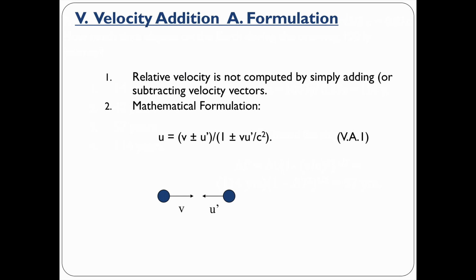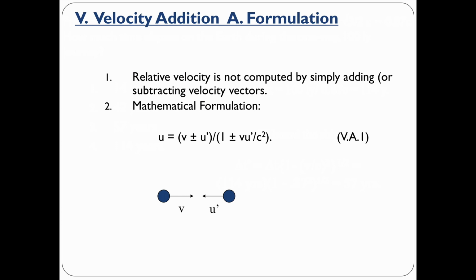But you can't just simply add the speeds, right? If Galileo was in charge and you were ramming two things right next to each other, the closing speed would be the addition of speeds. It would just be v plus u prime. But you see that it's not quite that.